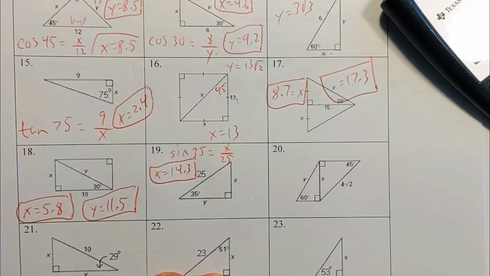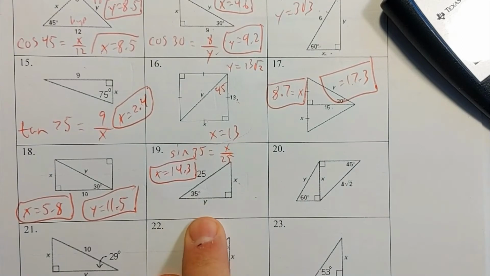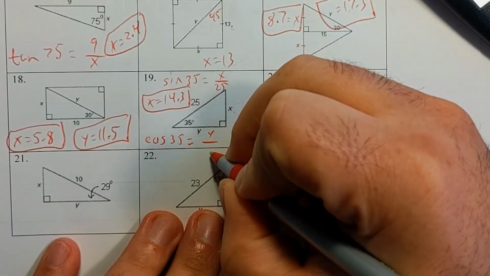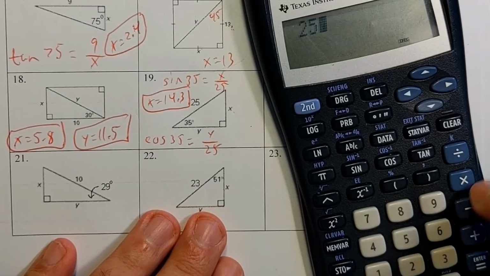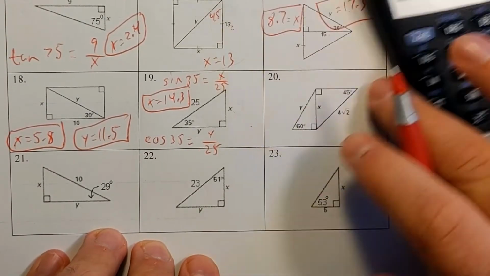Now that we have that answer, we're going to pretend we don't even have x here. And then from this angle, y is adjacent, and 25 is hypotenuse. Adjacent and hypotenuse is cosine. Adjacent goes to the top, hypotenuse goes down to the bottom. You're going to go 25 times the cosine of 35, and you get 20.5.